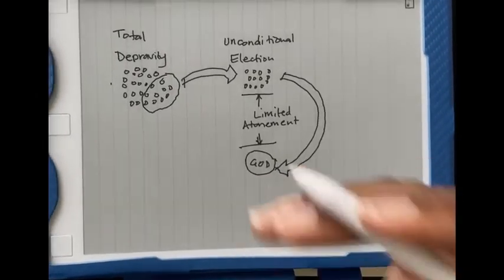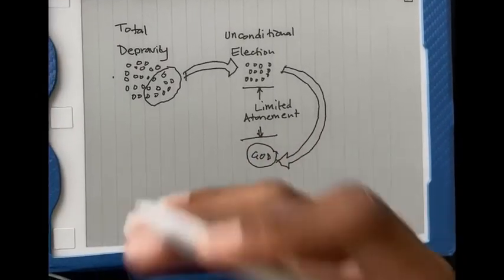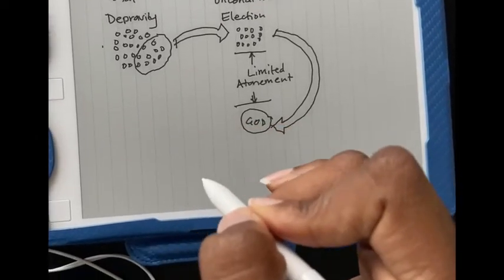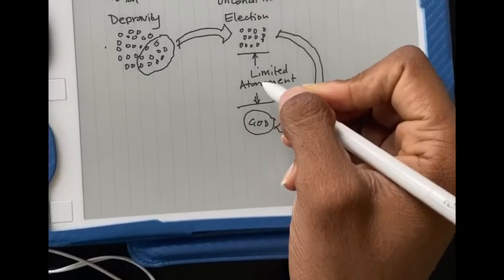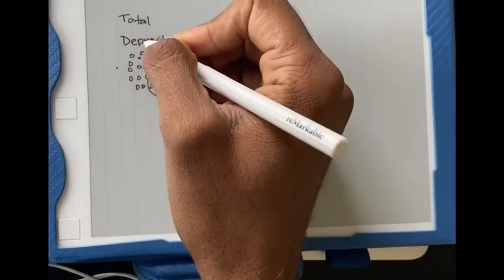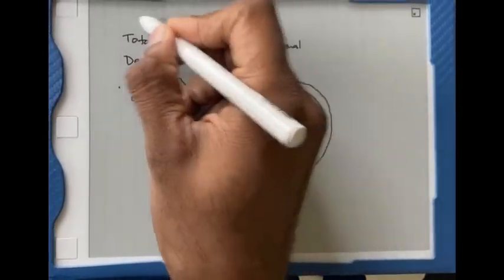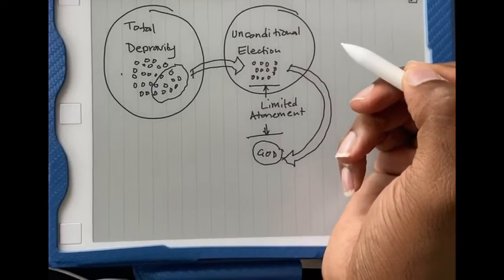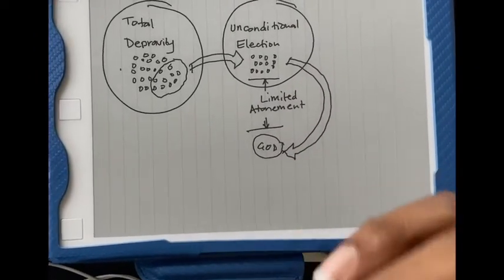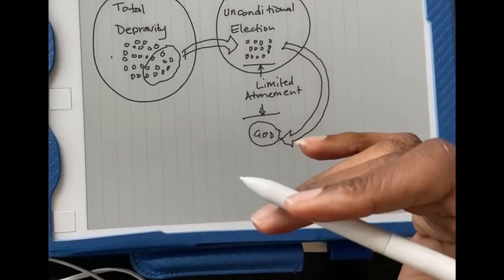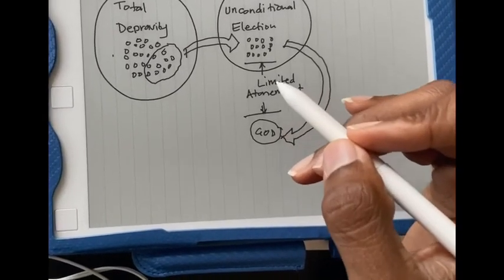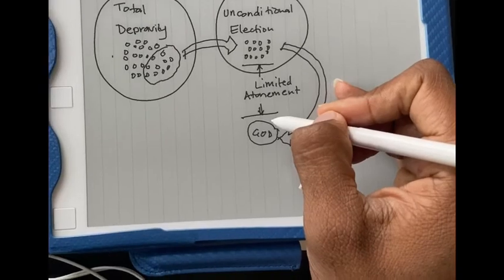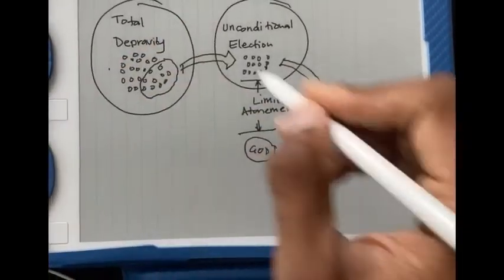Remember, limited atonement is dealing with the subject of to whom did God send Jesus Christ into the world to die for? Was it for everybody, or was it only for the elect? So I, as a Reformed theologian, believe that it was only for the elect that Jesus was sent to die. So I hope that makes sense. This diagram makes sense a little bit.